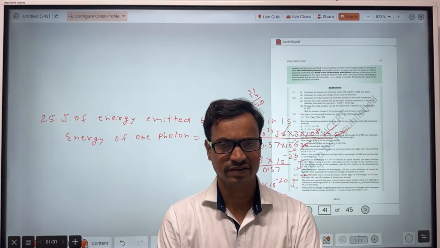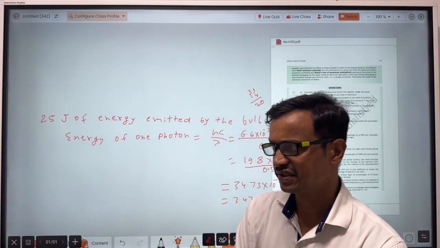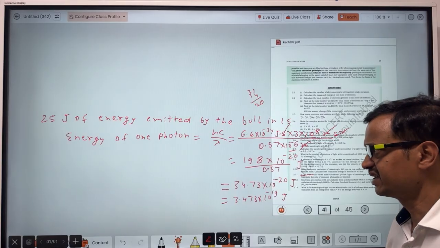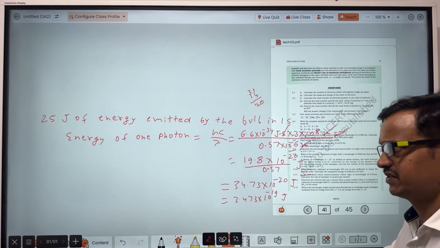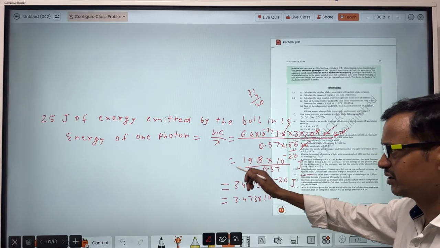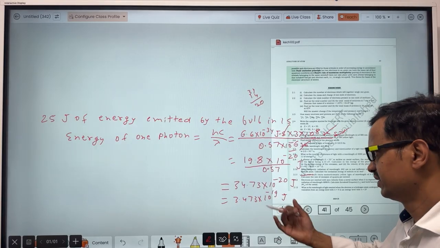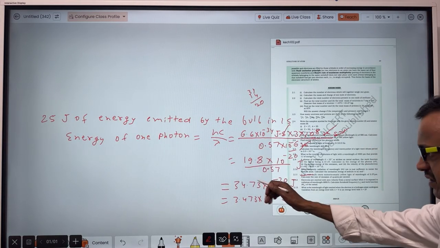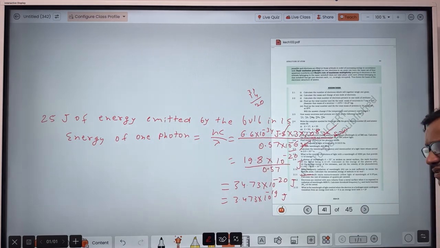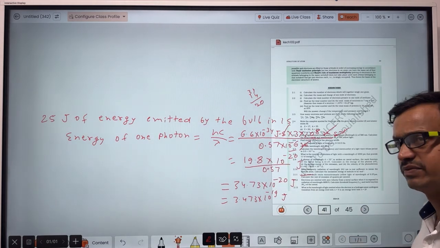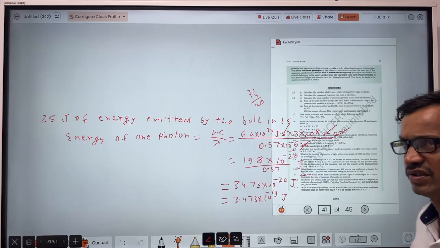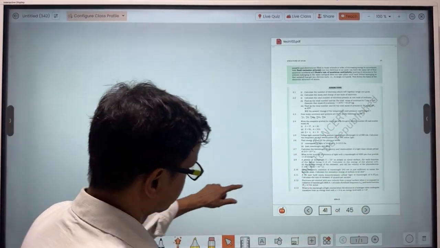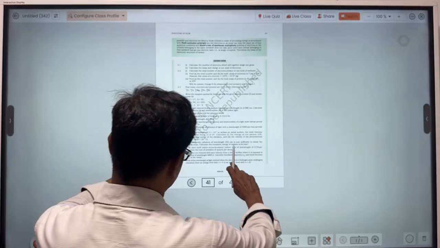The number of photons was asked. So 25 joule of energy is released in total. I have calculated the energy of one photon, and then divide the 25 joule by this energy of one photon. In this manner we can get the number of photons emitted by the bulb in 1 second. Next question.